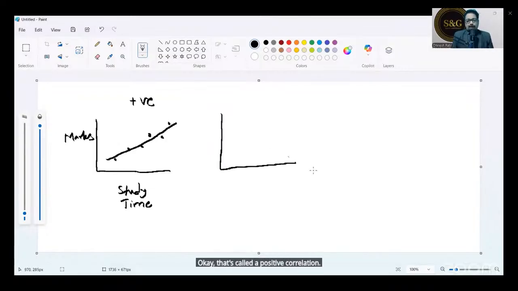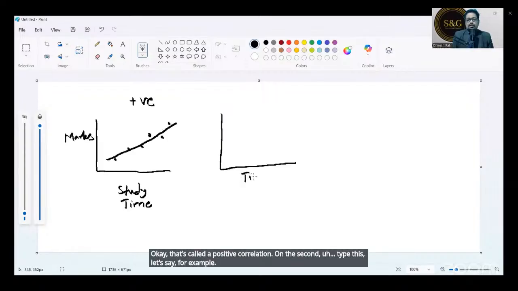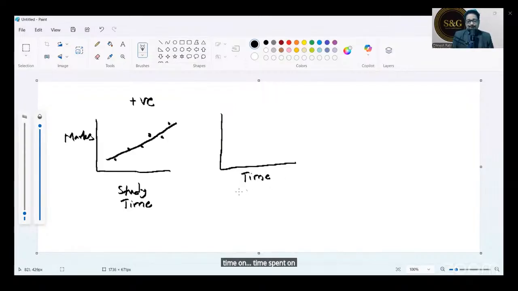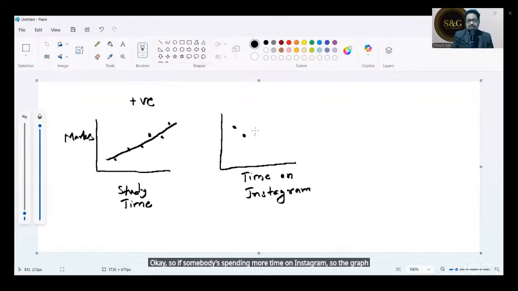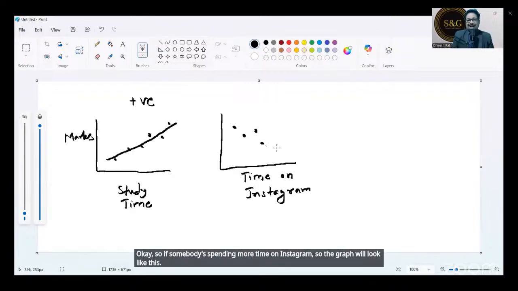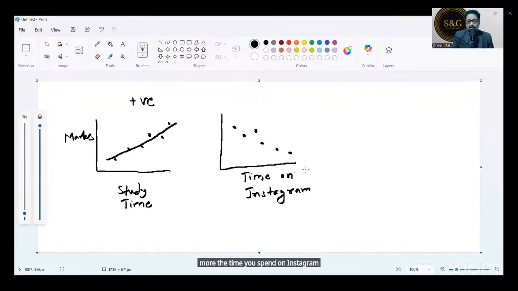On the second type, let's say, for example, time spent on social media, time on Instagram. If somebody is spending more time on Instagram, the graph will look like this. The more time you spend on Instagram, so this is the x-axis, this is the y-axis, the lesser the marks that student will score. It is called a negative correlation.